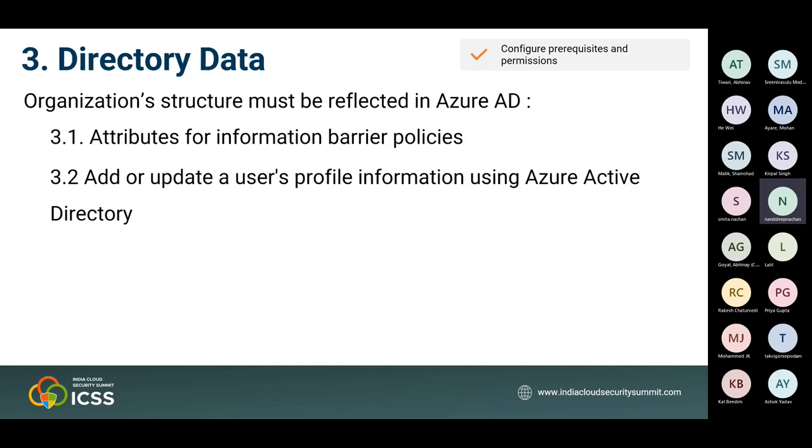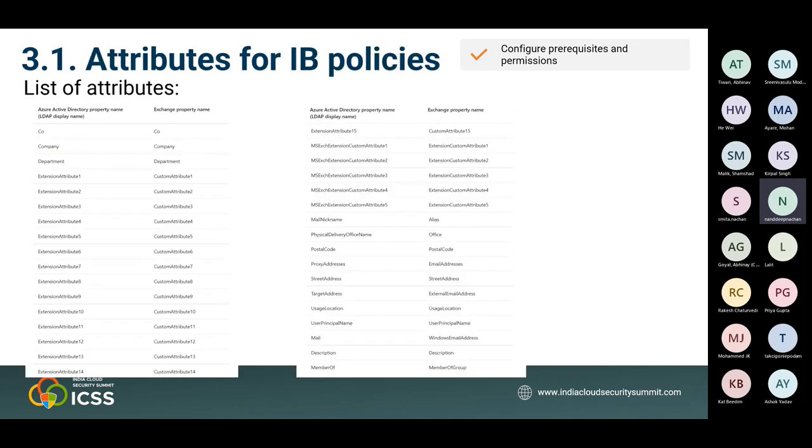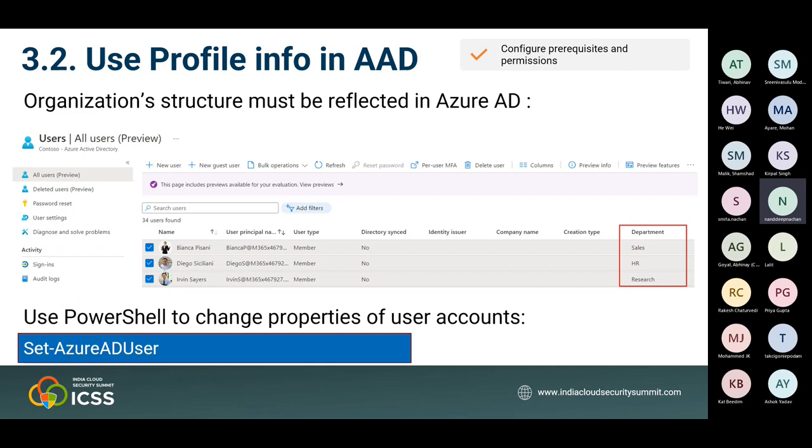Then for the directory data, the organization structure must be reflected in Azure AD by populating the correct user account attributes, for example, group membership and department name. Those should be up to date. The common attributes, including company, department, member of, usage location, or postal code, can be used inside your information barriers. And these are a few of the custom attributes that can also be used to define your information barriers.